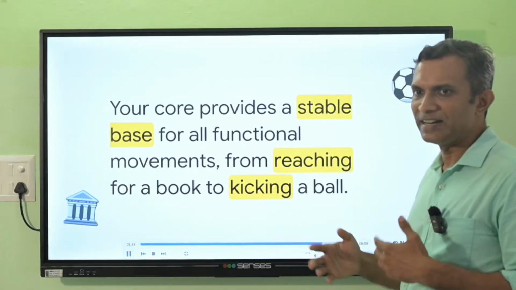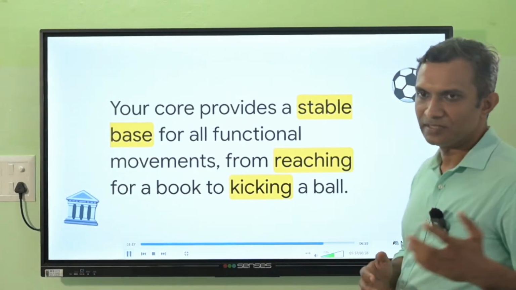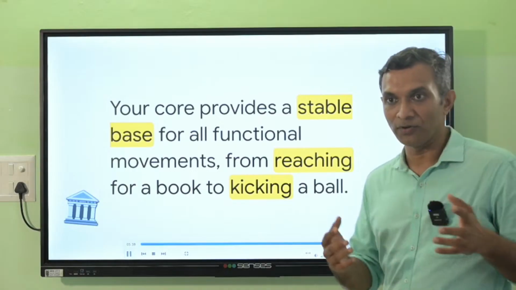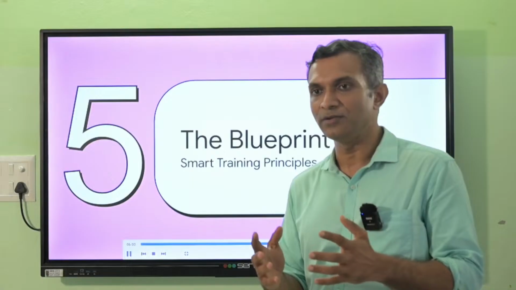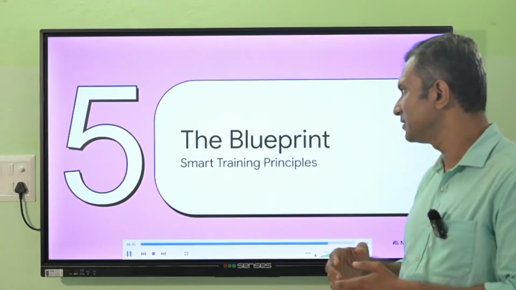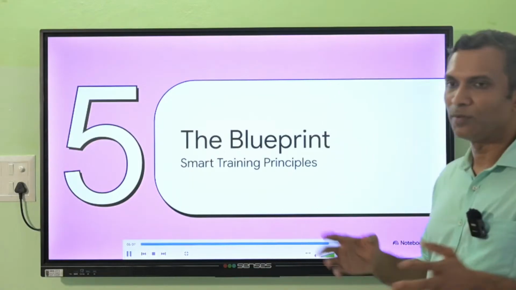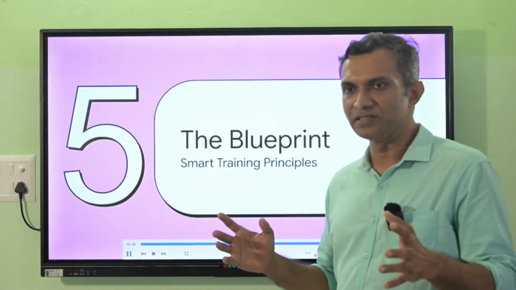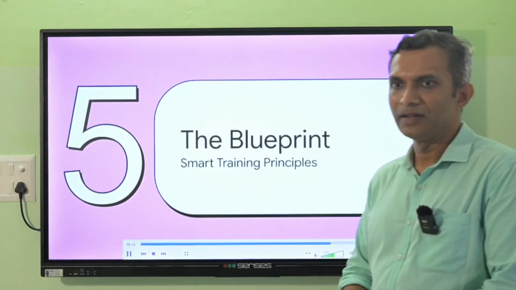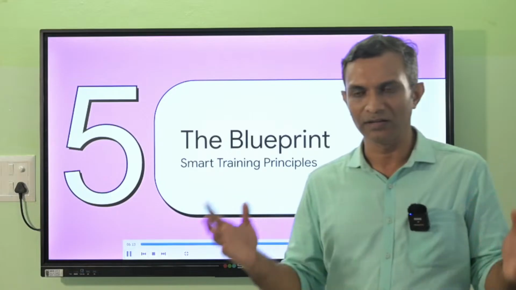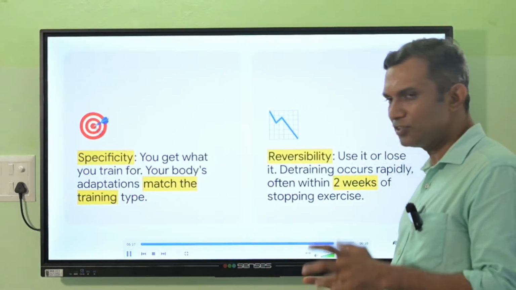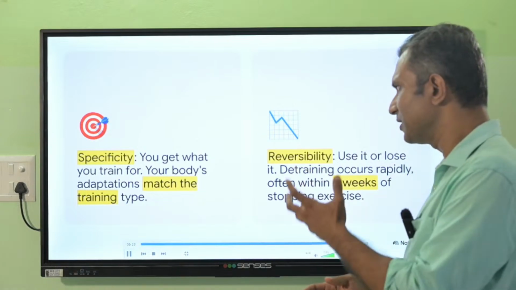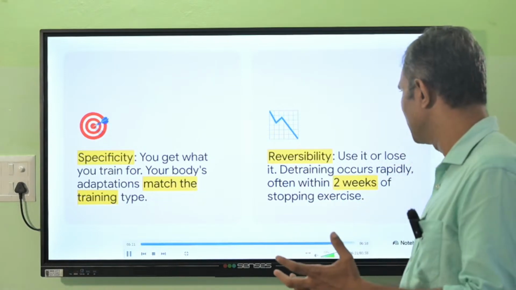Your core provides a stable base which helps in functional activities. And for a sports person who is involved in high intensity dynamic activities, this core is very important, which helps in explosive power. So the blueprint is the smart training principles that we need to incorporate in our day-to-day life, whether you are a sedentary individual or a working professional. Specificity, determine what's best for your body, what matches it.